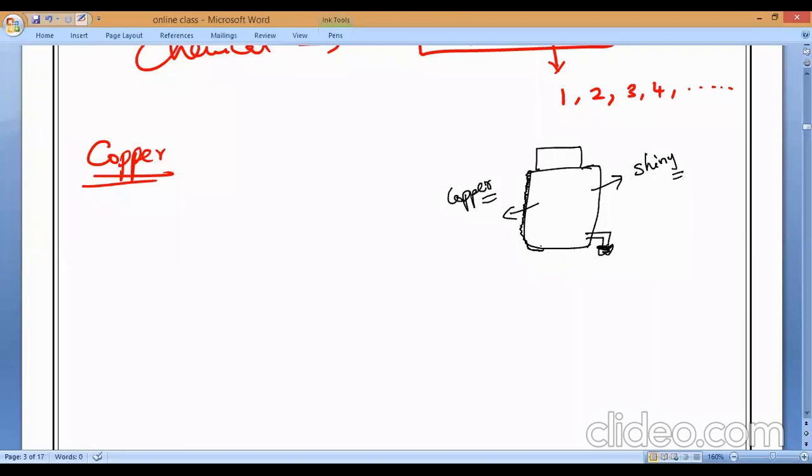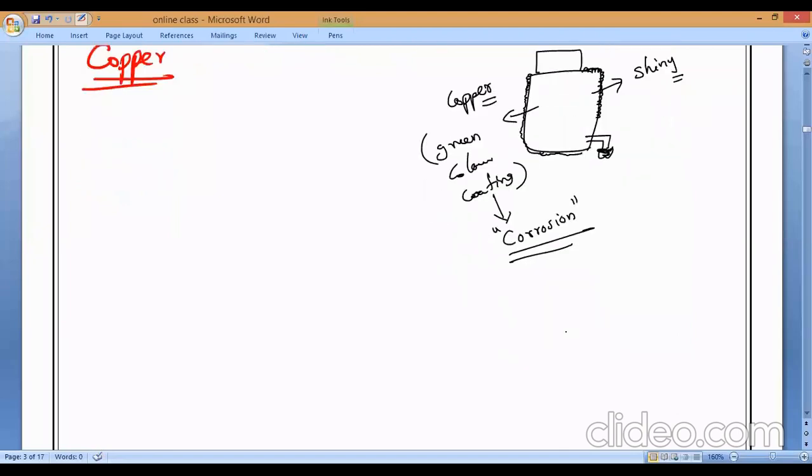Next time you notice it, if you visit an old tea shop where they have been using the same copper vessel for many years, you can see a light green color coating on the surface of the copper vessel. What is that, guys? So what is this green color coating indicating? It is corrosion.